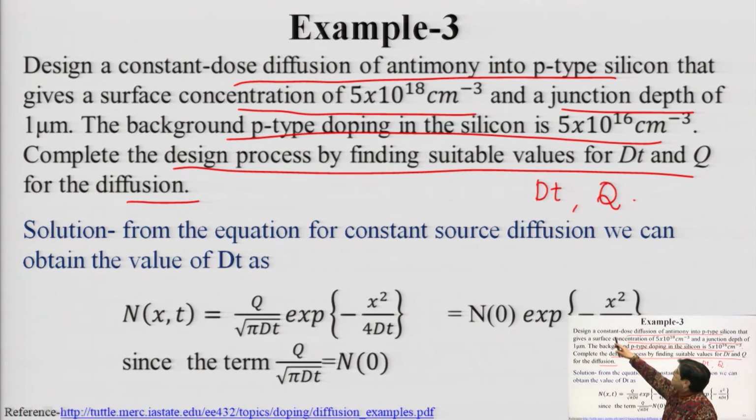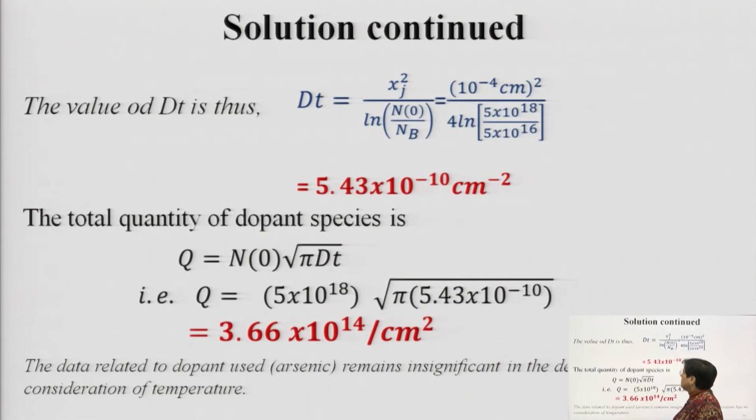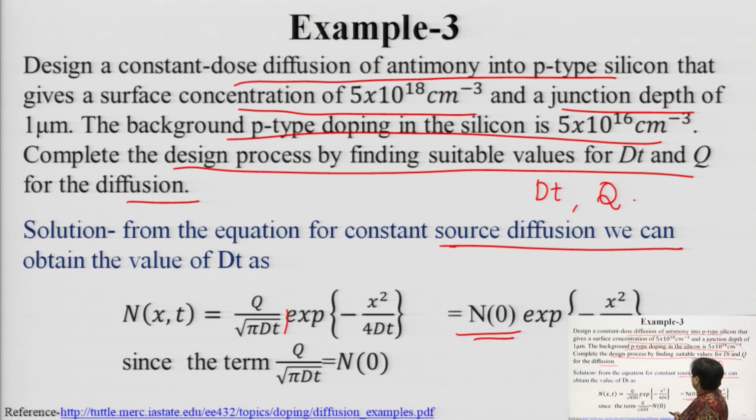Now, here also, if you see, it is a constant source diffusion. So, we will apply the equation for constant source diffusion, that is, the Gaussian profile. You will say Q upon under root pi Dt e raised to the power minus x square upon 4 Dt is equal to N0 e raised to the power minus x square upon 4 Dt; this is nothing but N0. We will substitute the value of N0, and when you calculate, this should give the value of Dt.